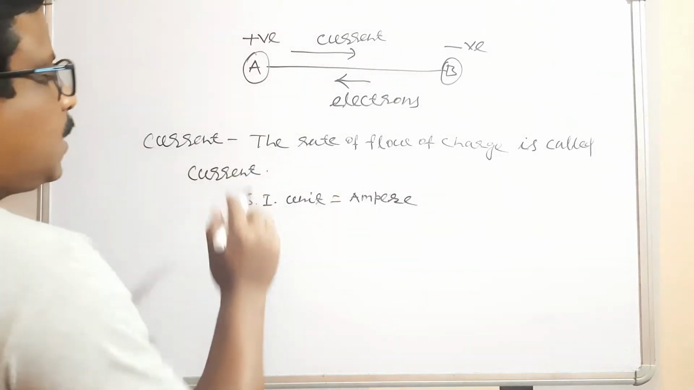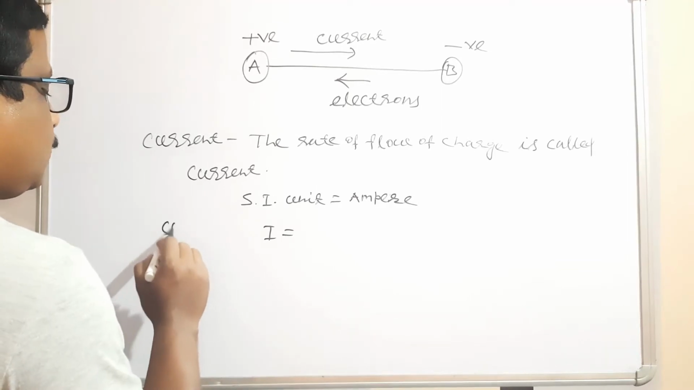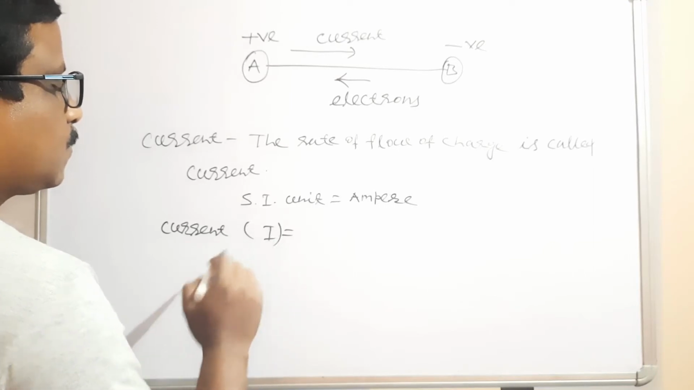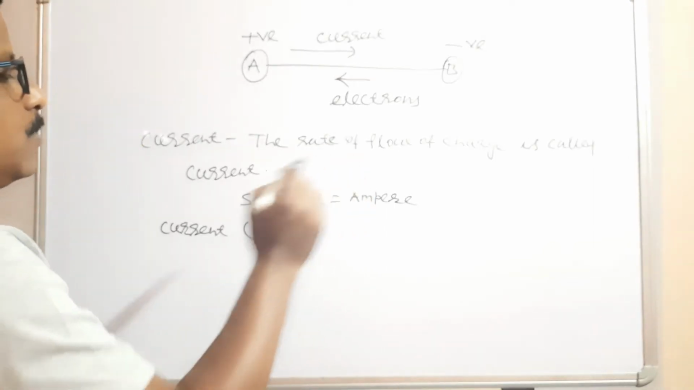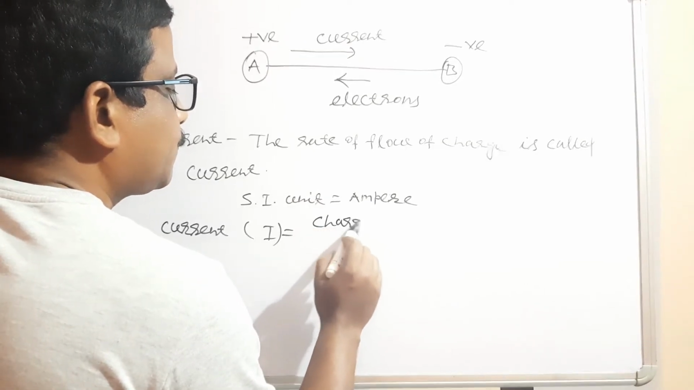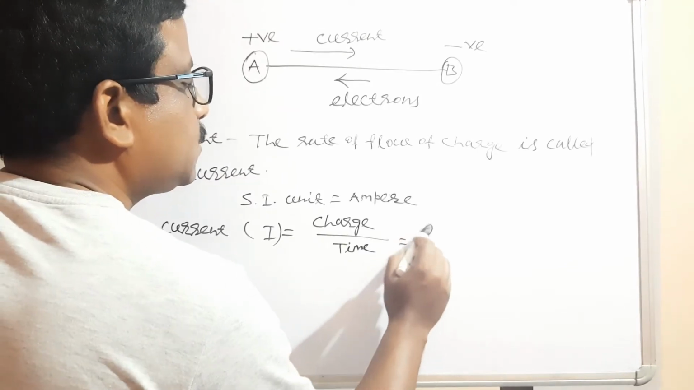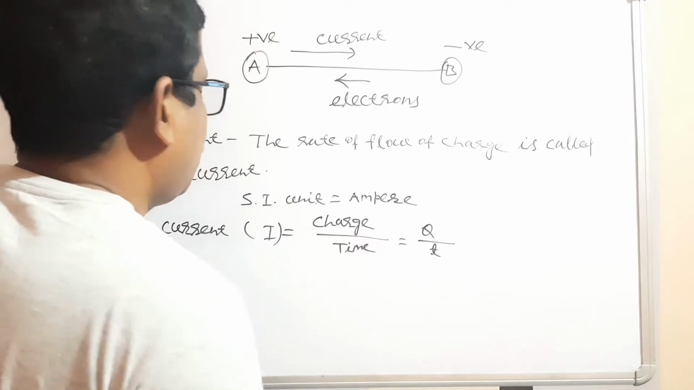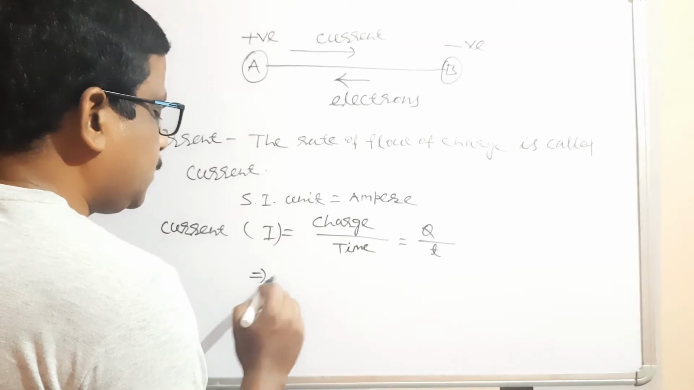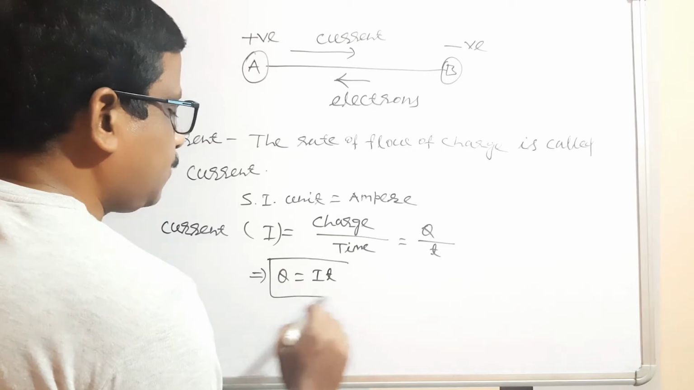Now what is the formula? Current, symbol I, is equal to the rate of flow of charge, that means charge by time. Charge symbol is Q, time is T. So I is equal to Q by T, which implies we can write Q is equal to IT. Remember this relation, very important.